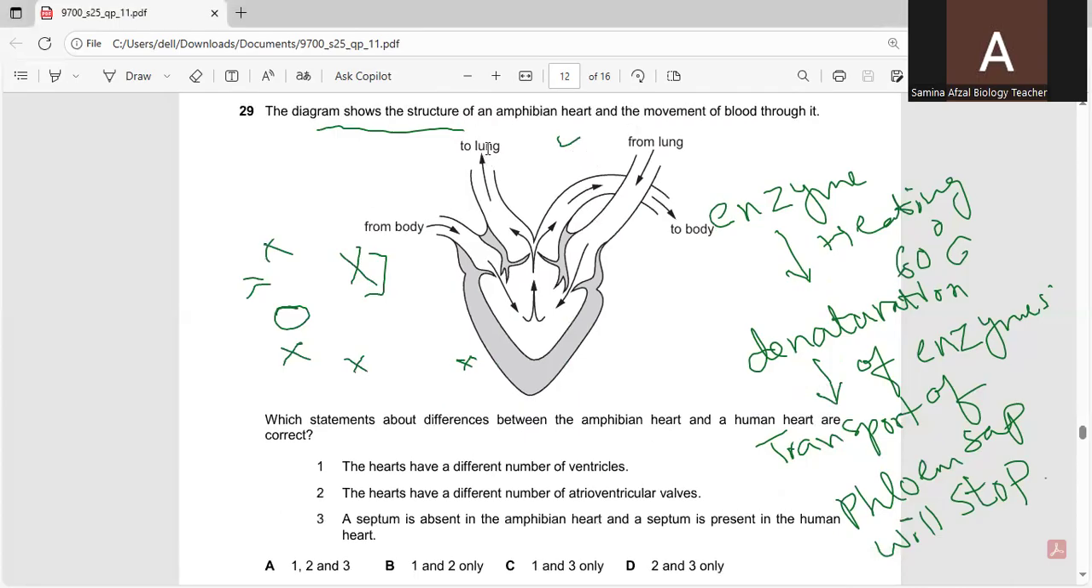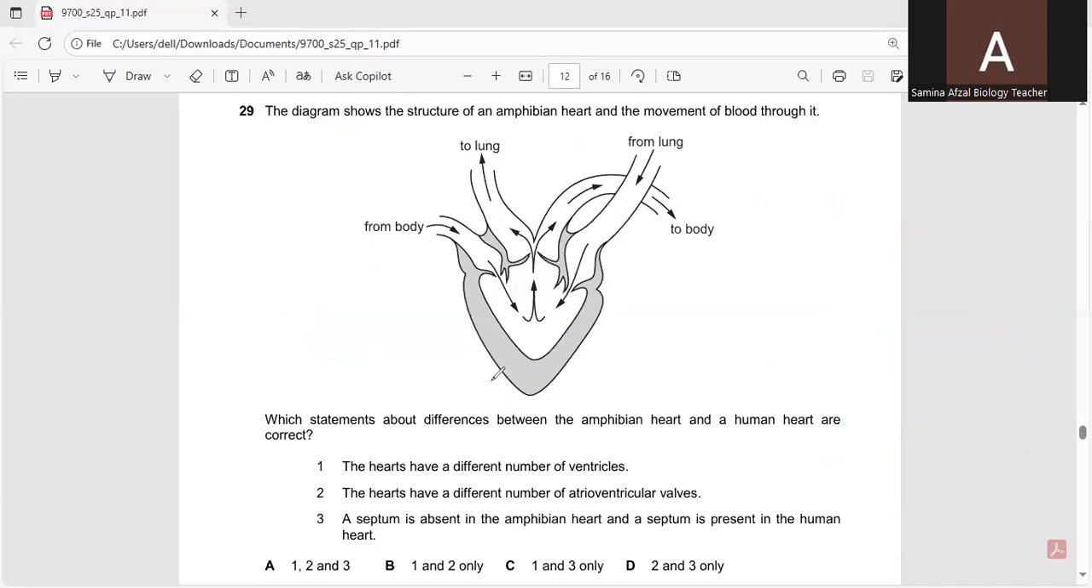Next, question number 29. The diagram shows the structure of an amphibian heart and the movement of blood through it. So here you can see the amphibian heart. Which statements about differences between the amphibian heart and a human heart are correct? So we have to compare the amphibian heart and the human heart.